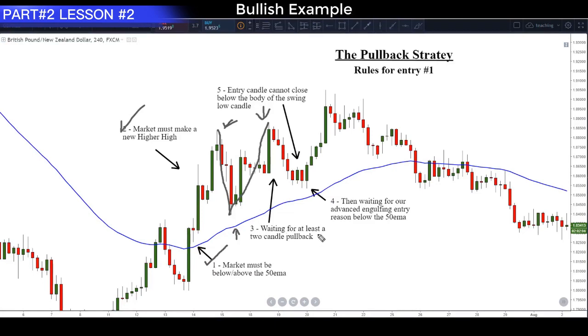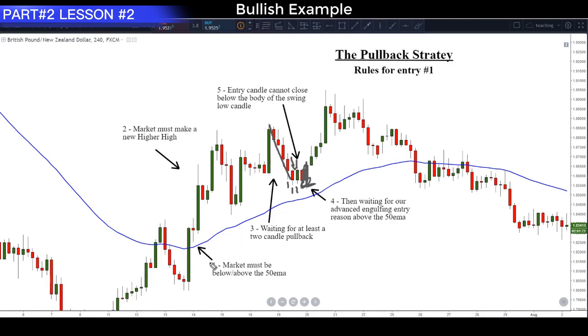Now, do we get at least a 2 candle pullback from this high? If we look down through here, we definitely have more than 2 red candles pulling back. So we can check that off. Do we get an advanced engulfing entry reason above the 50 EMA? Sorry guys, that should be changed as well. Well, let's look and see. We have this pullback, and if we take off these two candles completely, what do you guys see? We have our 1, 2, 3 engulfing candle setup for our advanced entry reason. So the answer to that is yes.